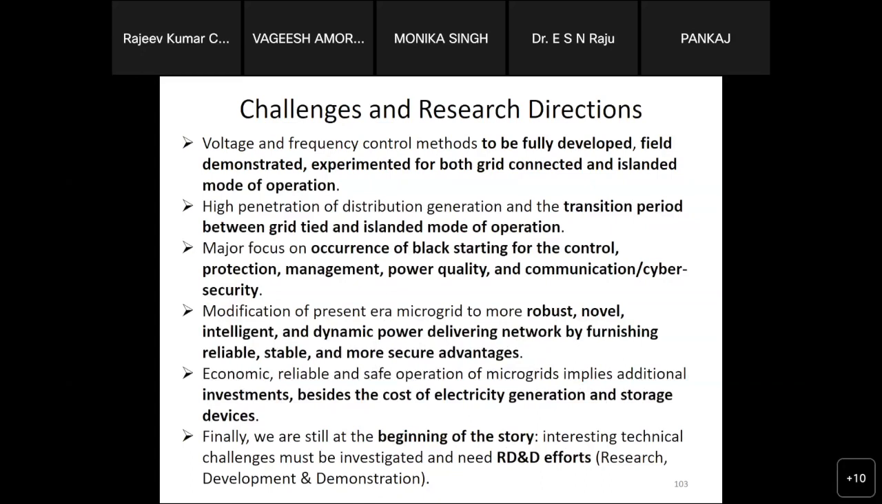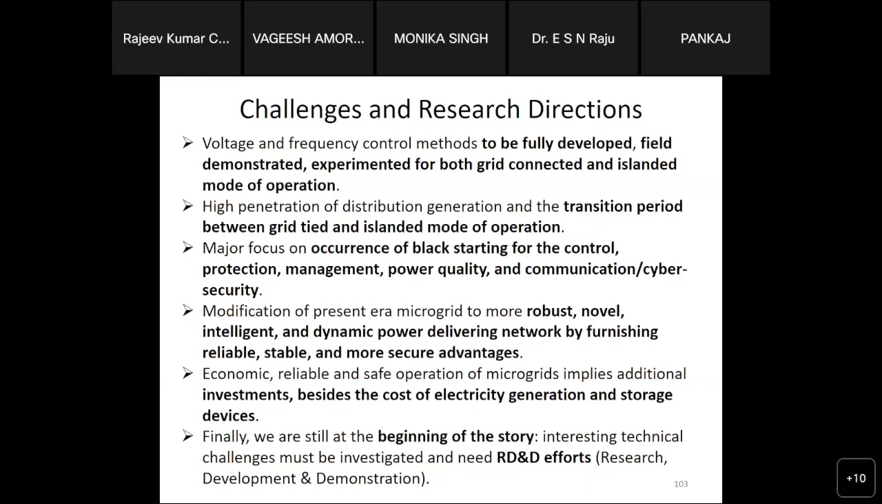As we move towards higher penetration of distributed generation, and also go for the transition period between grid and islanding mode of operation, we have to minimize the transition period between grid tied to islanding mode and back to grid tied operation.